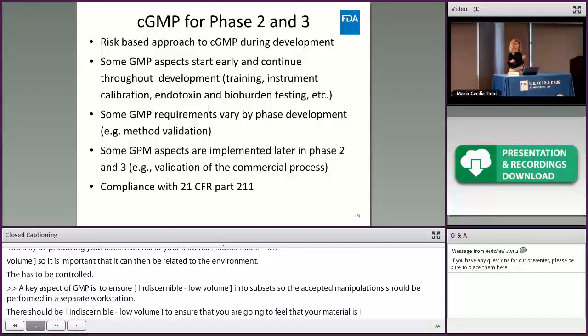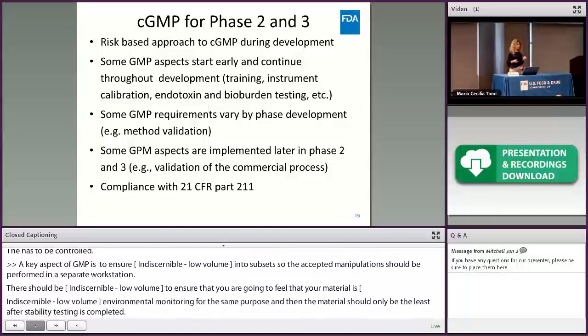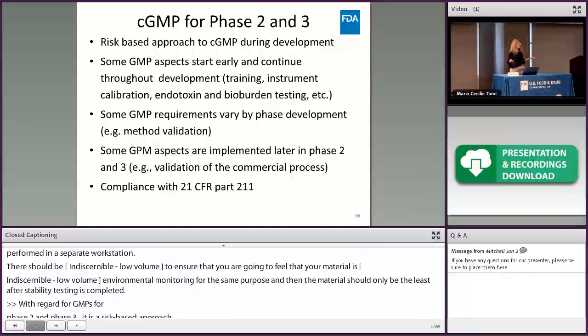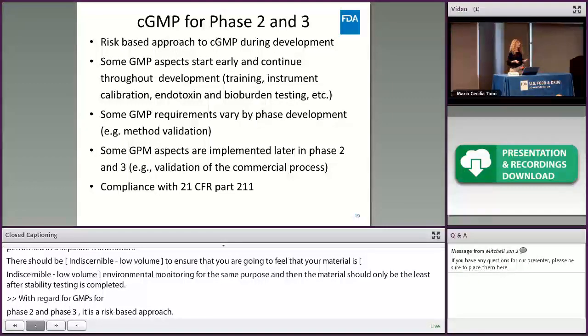And with regard to GMPs for phase 2 and phase 3, well, it's a risk-based approach to the applicability of GMPs during development. Some GMP aspects start very early in development, and then they continue throughout the development. That is, for example, testing for bioburden, testing for endotoxin, training.